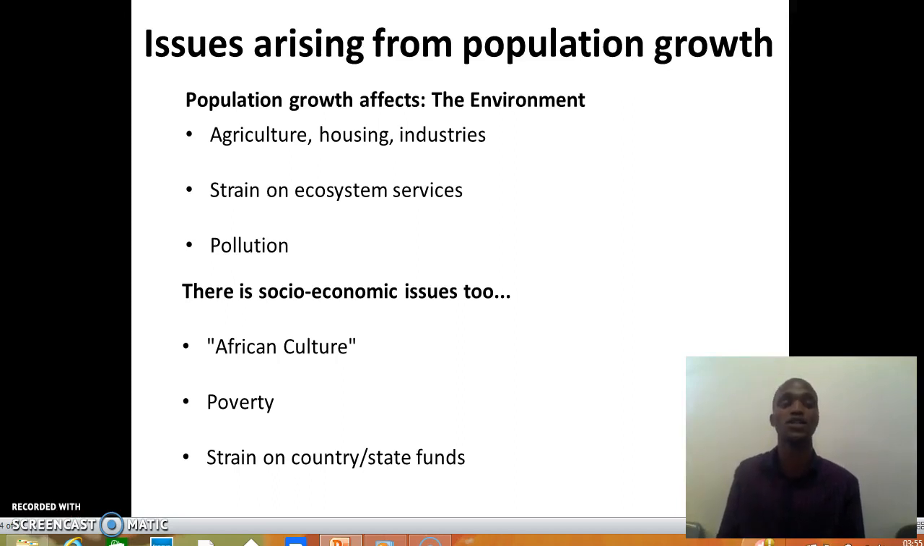And also the increase in human population raises poverty, because the resources become limited, and the government becomes unable to provide services for everyone. So with so many people, when the population is exceeding the carrying capacity, we end up having poverty.